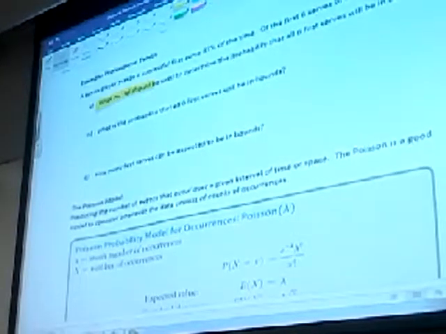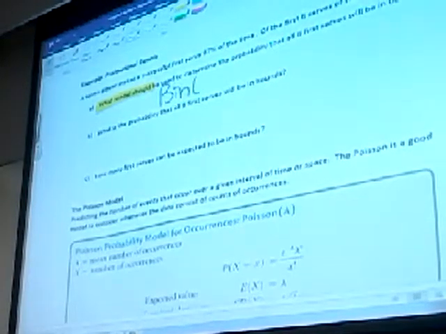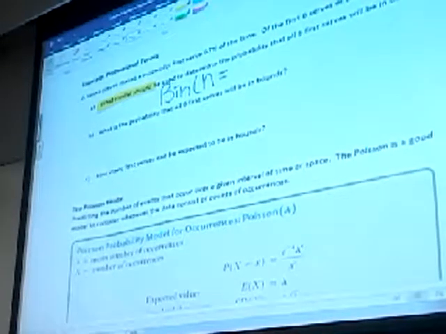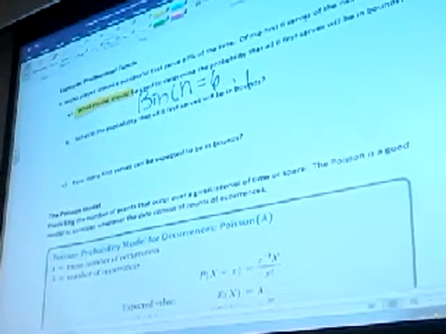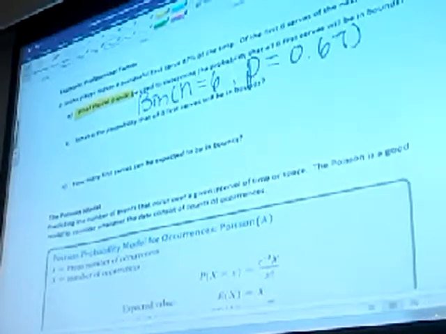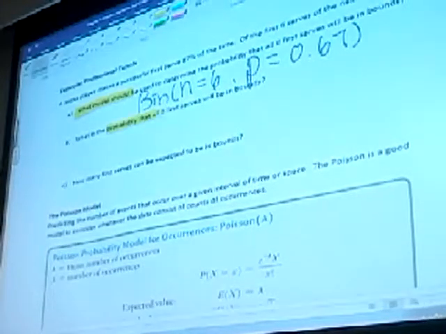Now, what model can I say? It will be the binomial. The number of independent trials is 6. The probability of success, P, is 0.67. Now, we need the probability that all 6 serves will be inbound. So actually we need X, the number of successes, equal to 6.